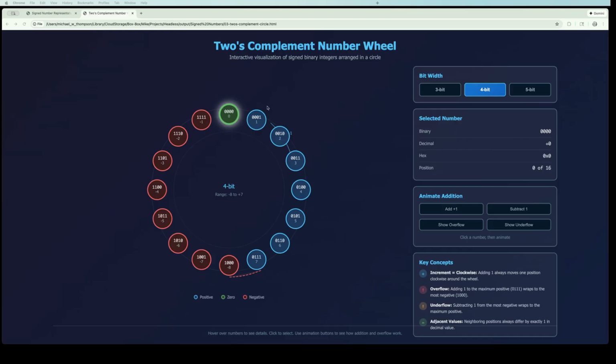Okay, so from there, if you add a number, all right, so I'm going to press the add +1 button, you move clockwise around the circle. All right, so that makes sense. You're adding, you get this flow. And then if you subtract, you move counterclockwise across the circle.